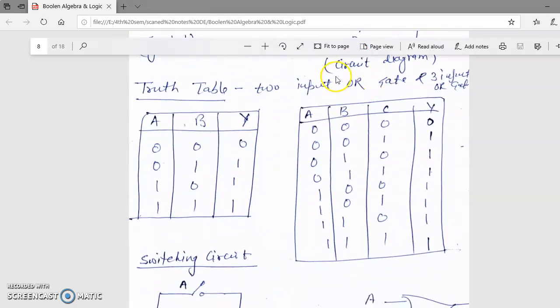According to this circuit diagram, we get the truth table for the two input OR gate: A, B are the two inputs, and Y is the output. For 0 0 we get 0, 0 1 we get 1, 1 0 is 1, and 1 1 is 1. Similarly, we can design the truth table for 3 variables or 4 variables: A, B, C, the 3 variables, and the output is Y. When A, B, C, all 3 inputs are 0, we get the output 0, or low logic. If any one input is high, we get the output high.